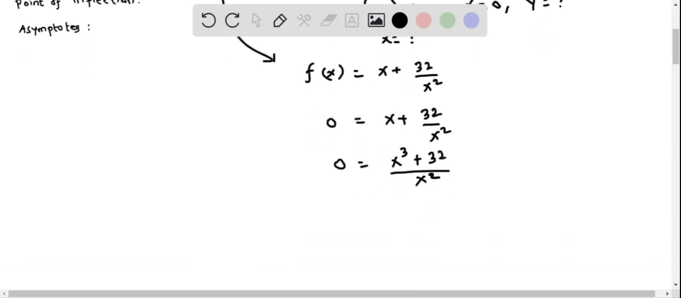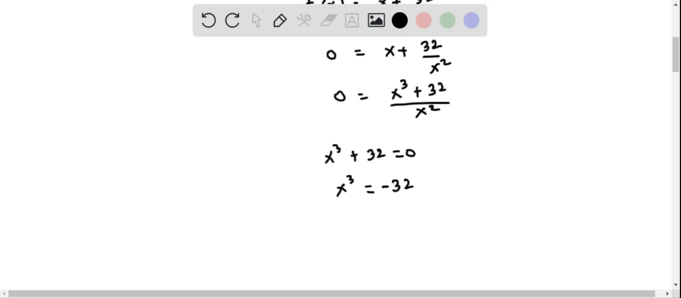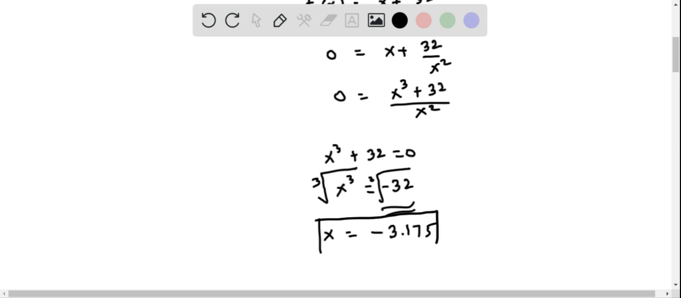Multiplying both sides by x squared, we get x cubed plus 32 equals 0, and then subtracting 32 we get x cubed equals negative 32. So we now take the cube root on both sides so that we can solve for x. The cube root of x cubed is x, and we can plug this into the calculator, and when we do that we get approximately negative 3.175. This is rounded to three decimal places.